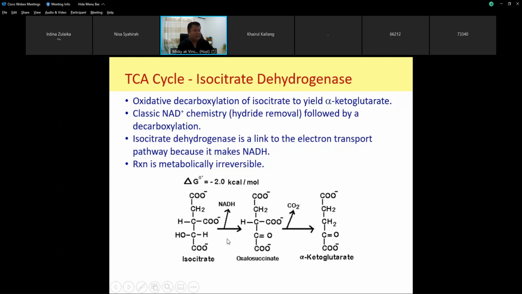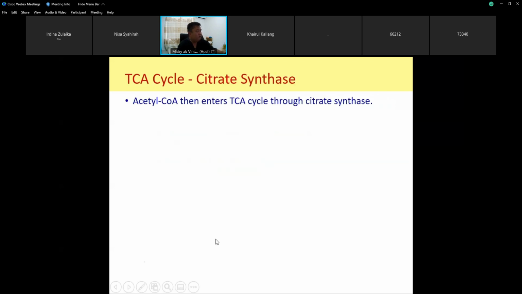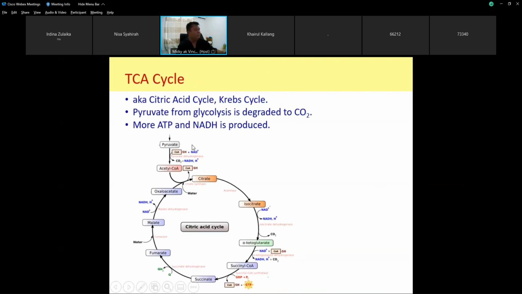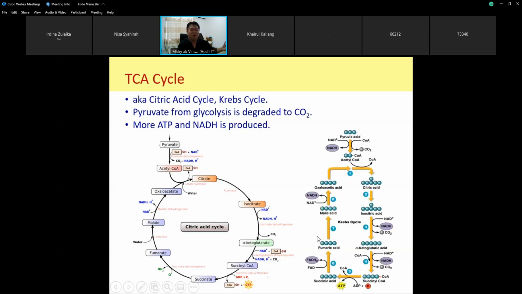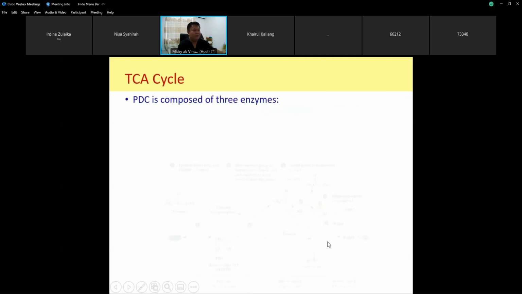Now if you look at this cycle, it looks very simple, but actually this process is the same if you look at this one. You have CO2 produced, you have NADH produced, and it's the same here. You have CO2 produced, NADH produced. It's the same thing, and actually it gets more complicated. It's just a bit too hard.